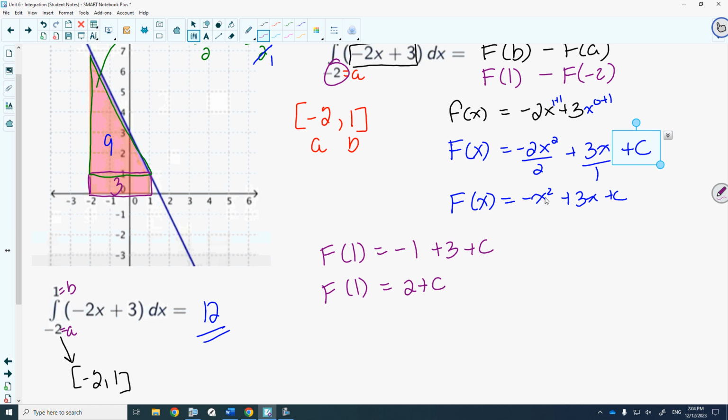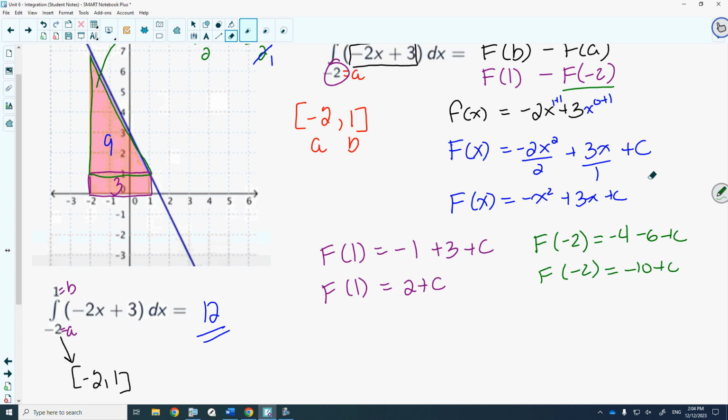Evaluate what F of negative 2 is. So we're going to evaluate big F, the antiderivative, at the lower limit of integration, which is negative 2. So I have a negative, and then negative 2 squared, so that will give me negative 4. Actually no, it'll be minus 6. 3 times negative 2 will be negative 6. Plus c. F of negative 2 is equal to negative 10 plus c.